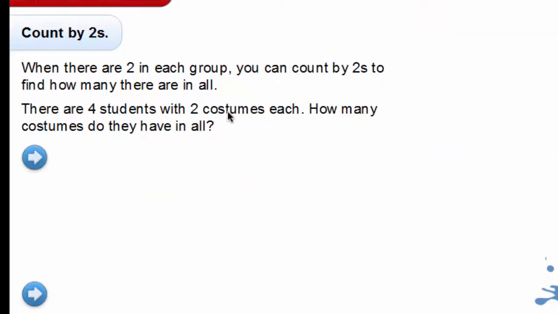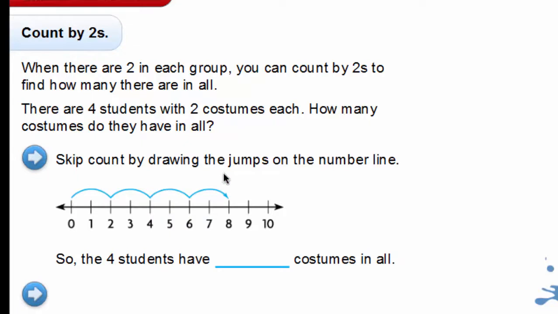All right, let's look at this next one. When there are 2 in each group, you can count by 2s to find how many there are in all. There are 4 students with 2 costumes each. How many costumes do they have in all? So now you can skip count by drawing the jumps on the number line. Since we have 2 in each group, we can skip count by 2s. We start at 0, skip 2, 4, 6, 8. We made 4 jumps, so the 4 students have 8 costumes in all.